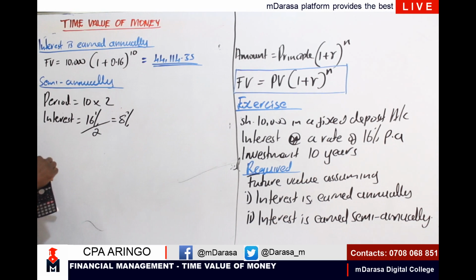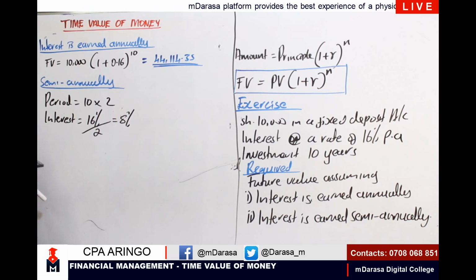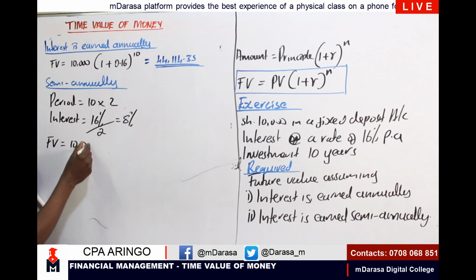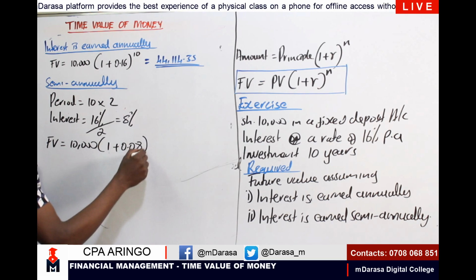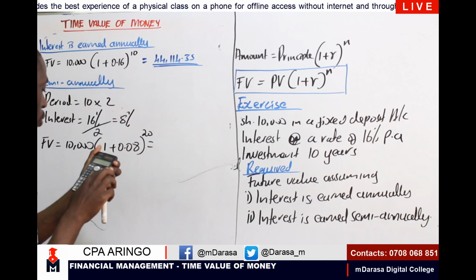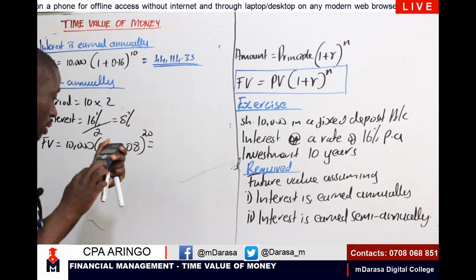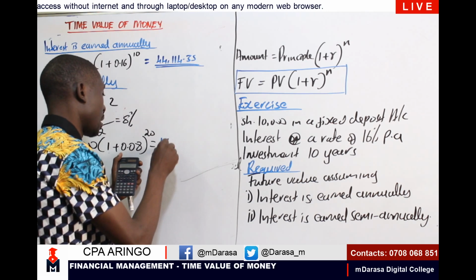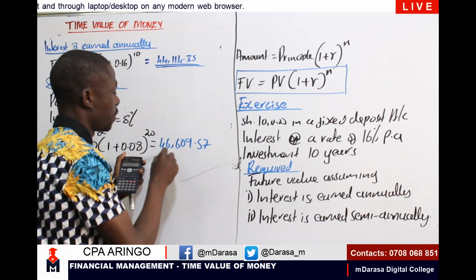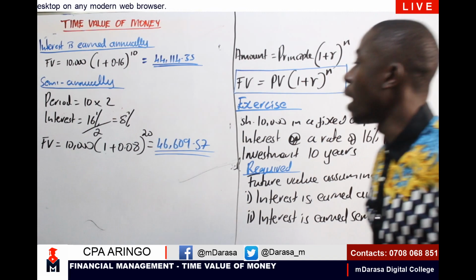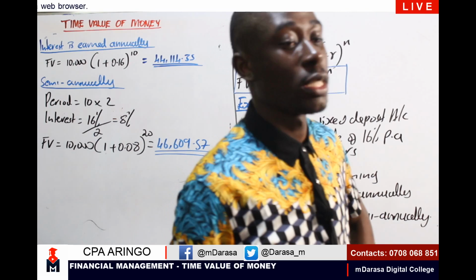Therefore, our future value, very confidently I can say, will be equal to 10,000 into 1 plus 0.08 raised to power 20. So I should be having 1 plus 0.08 raised to power 20, times 10,000. Therefore, I should be having 46,609.57. That is what we should be having as our value semi-annually, and also annually. That's what the examiner wanted us to determine.